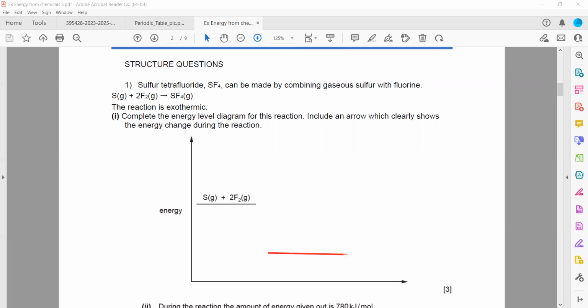So when we draw the product, we will draw downward. The position of the product will be below the reactant. So the product is SF4 in brackets. This g is representing the state symbol of the product, which is in a gaseous state. So we just have to label the energy change. We have to complete and draw an arrow which shows the energy change.